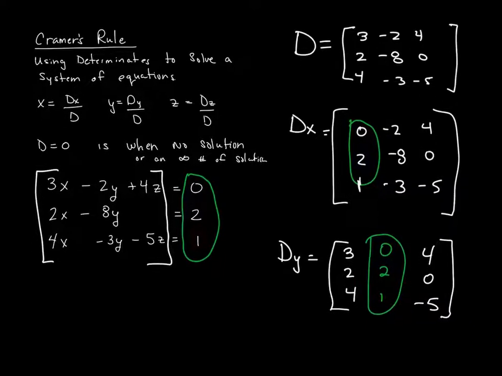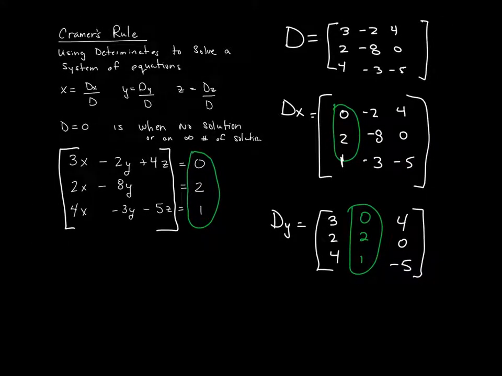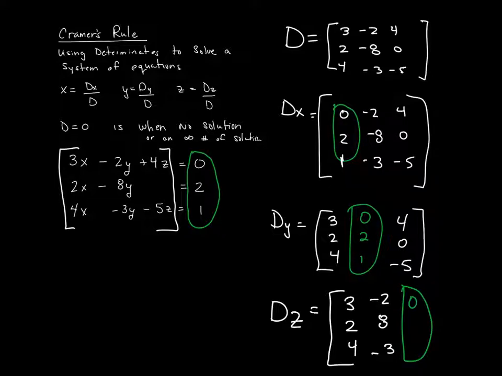And then the last matrix that I have here for this Dz, the first and second columns stay the same. So that's 3, 2, 4, -2, -8, and -3. But now my last column gets replaced. So that's 0, 2, and 1. And again, that's because this is going to be my x column, this is my y column, and this is my z column, and they all get replaced with the constants that the equations are equal to.